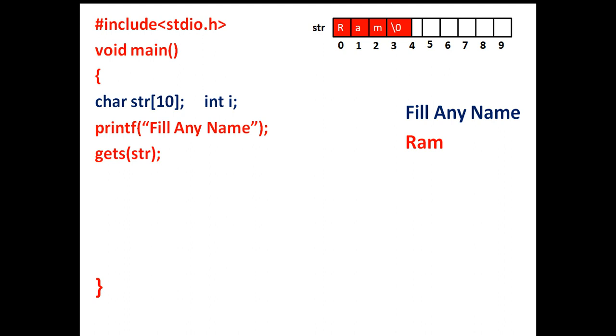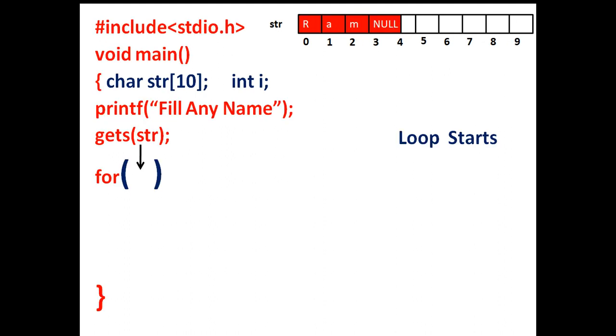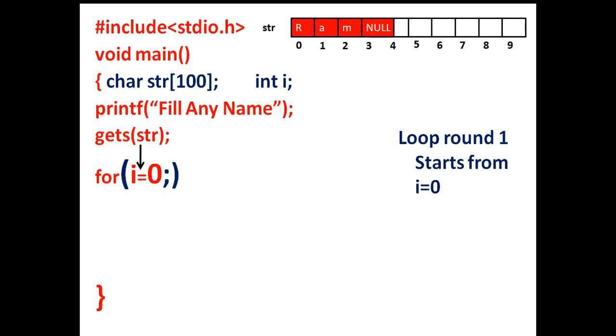So for this we have to use a loop, and we are using a for loop here. The for loop will start from 0. So we have taken the i variable, and we have kept i = 0 because the loop will start from 0. Then after this, the loop has to check the memory location. Which memory location? The loop will start from the 0 memory location of the str variable.